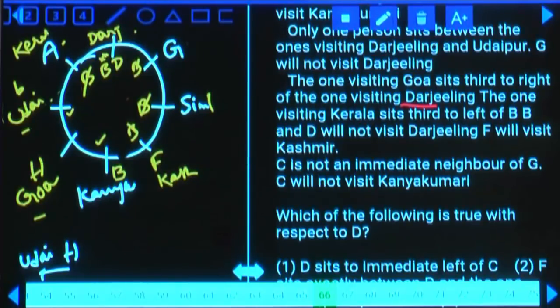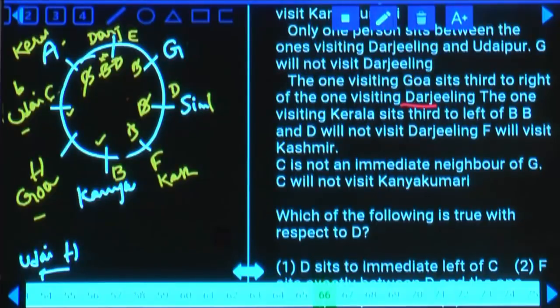Now B, F, G and D cannot be at this place, and C will not visit. C is not an immediate neighbor of G. As C is not an immediate neighbor of G, where should this C be? C must be the person who is visiting Udaipur. Now B, H, C, A, G and F were done. D cannot be Darjeeling, hence D must be Shimla. If D is Shimla, then who is the person left over? E is left over, E must be Darjeeling.